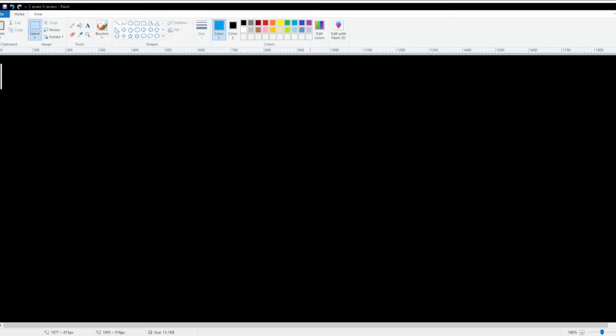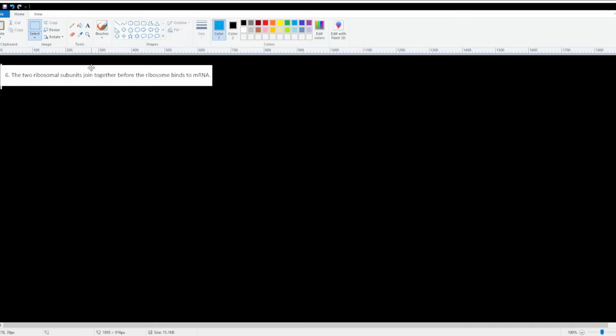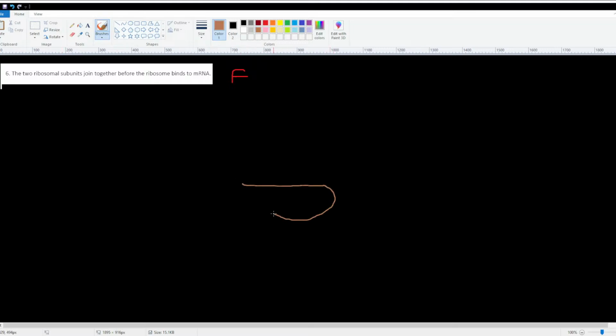Moving on. Let's see, number 6. If you may notice a trend, we have the first 3 that were true, and then these last 3 were kind of false, right? So I'm going to try and speed through this a little faster because I feel like I'm taking forever. In any case, this one's going to be false. The question is asking, two ribosomal subunits joined together before the ribosome binds to the mRNA. So let's draw our ribosome again.